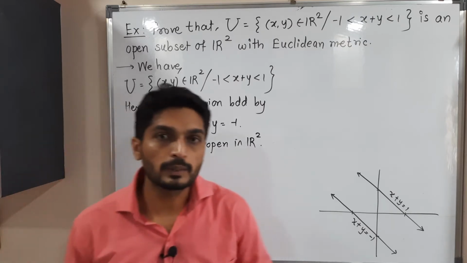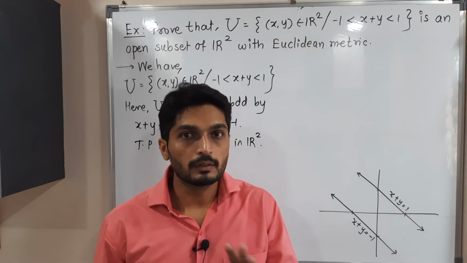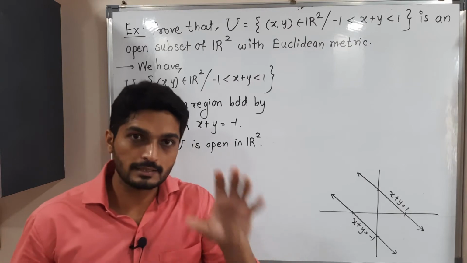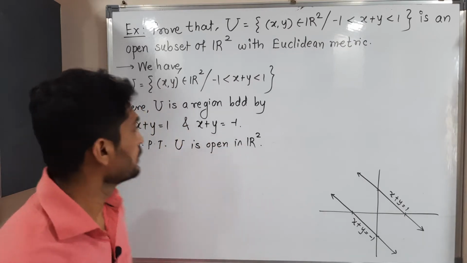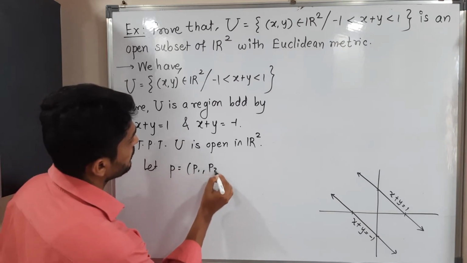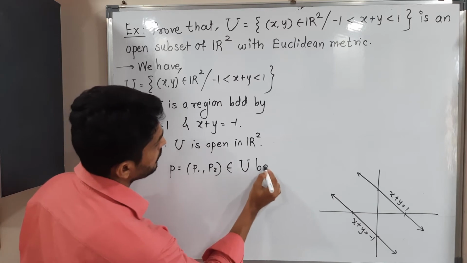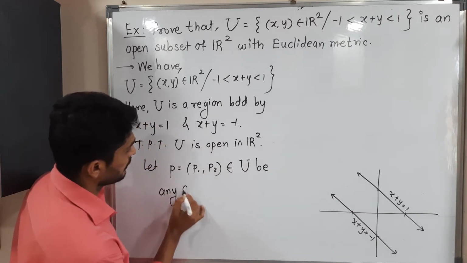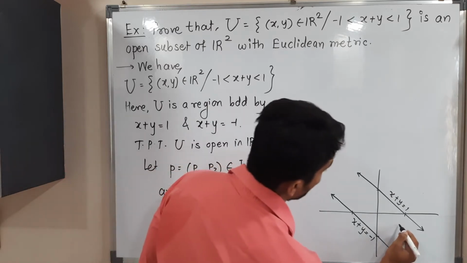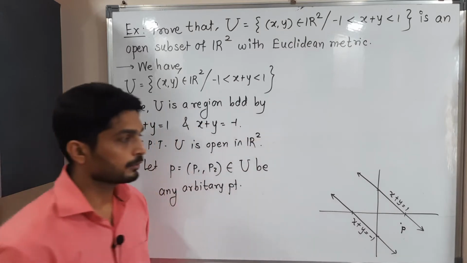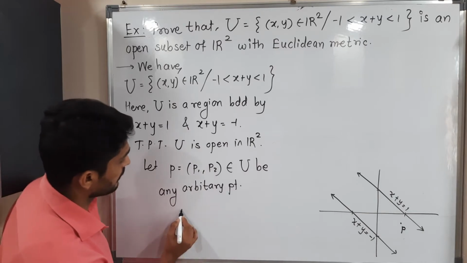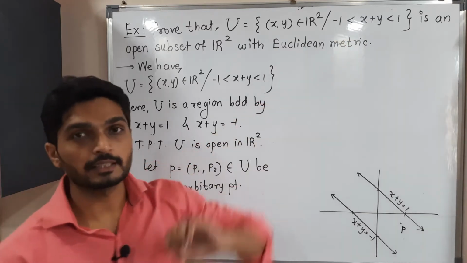So what is our technique? We take one arbitrary point, and we find a radius such that that point with that radius, that ball will entirely lie inside U. So let P is equal to (P1, P2) belongs to U be any arbitrary point. I will show in a diagram. Suppose this is point P, which lies inside this set U. So therefore, this point P will satisfy the definition.